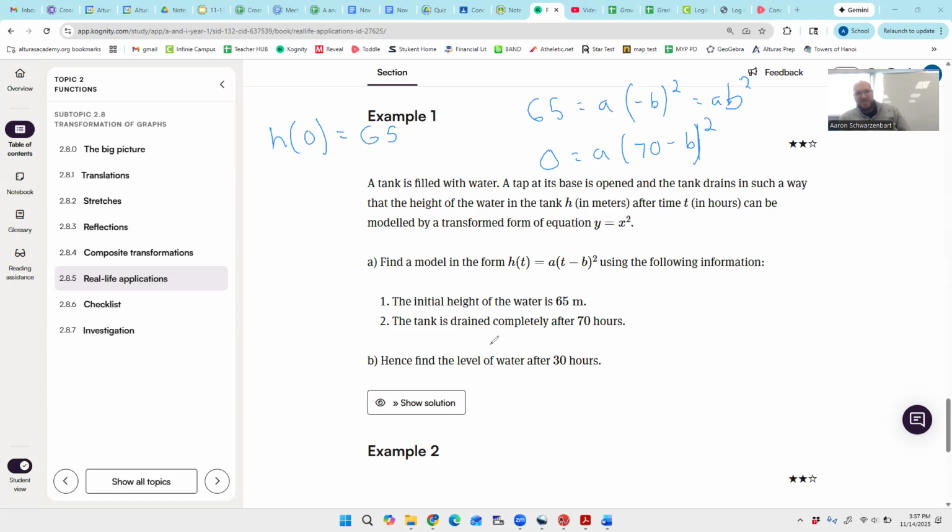I know this information, so I need to use that information to find me a model. Okay? I can tell the tank is going to be fullest.